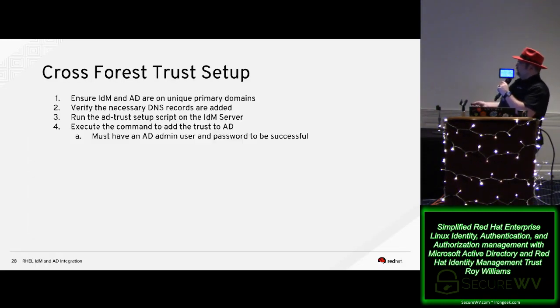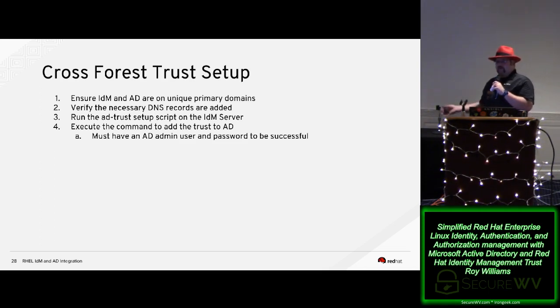All right, so again, we want to make sure everything's unique primary domains. We need to make sure that the necessary DNS records are added. So if we're using some third-party DNS instead of the internal DNS, we have to make sure we have some specific rules or specific records in place. We have to run the AD trust setup on the first IDM server just to make sure that the trust is established, and after that we can just set up trust agents from there forward. And there's some stuff we need to do on the AD side that will require us to be AD admin in order to complete the trust.